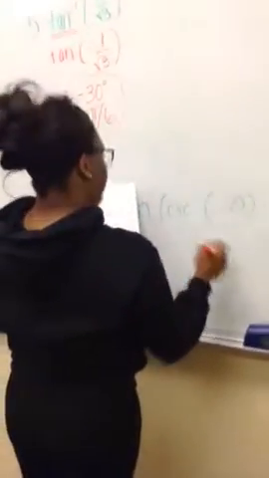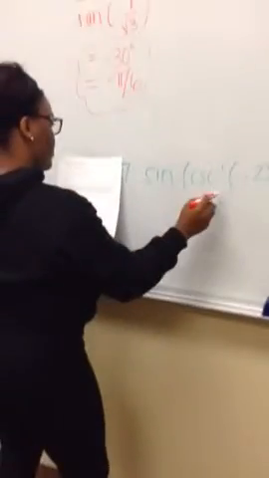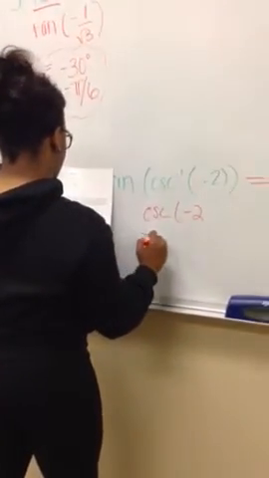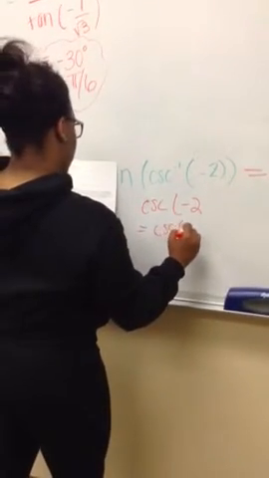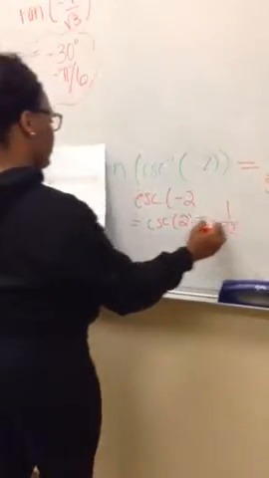All right, last but not least, you come right here, cosecant. When you see cosecant, cosecant also equals 1 over sine. So, cosecant negative 2 equals cosecant 2 equals 1 over 2.